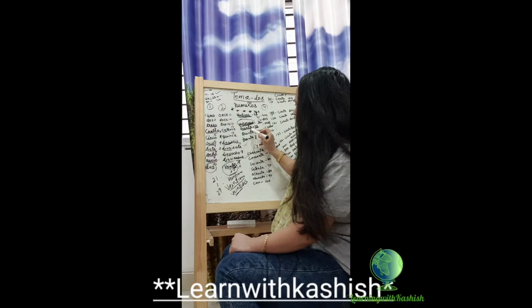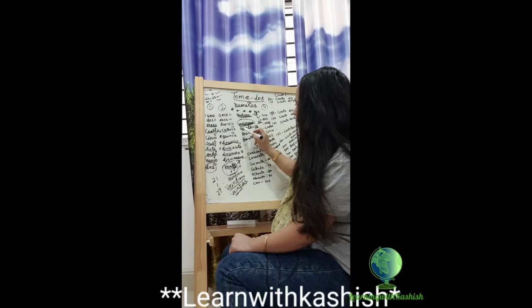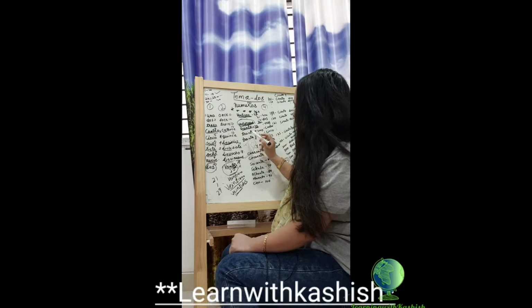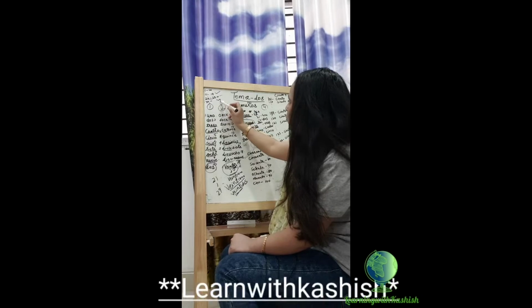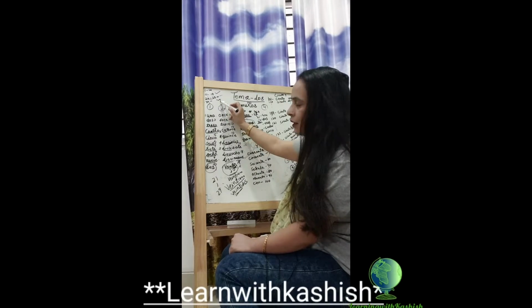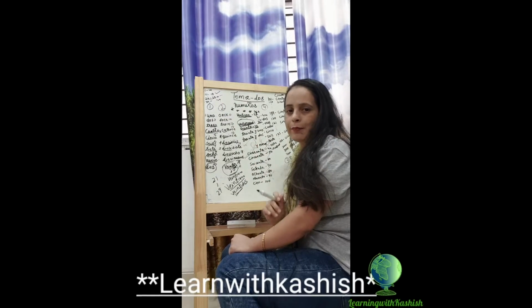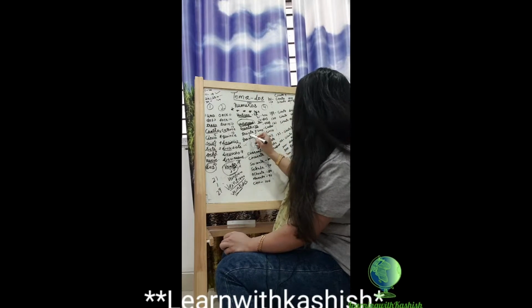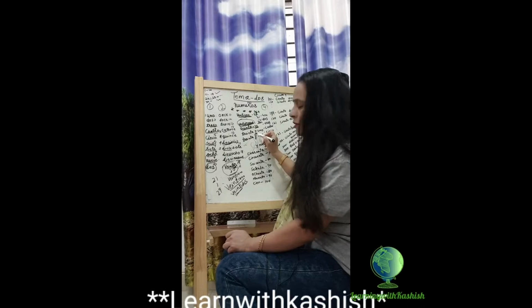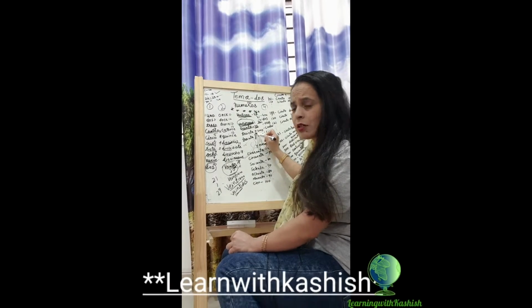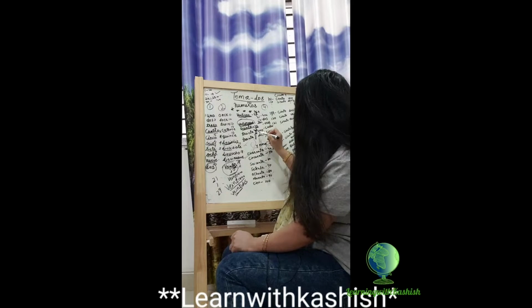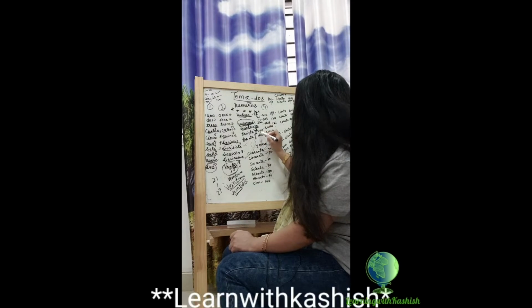Then after that 30 is treinta. Then after 30 to 100, the same rule will apply. What we will do? We will write treinta. This conjunction we will use is E. You remember Y? We will pronounce this E. 31.